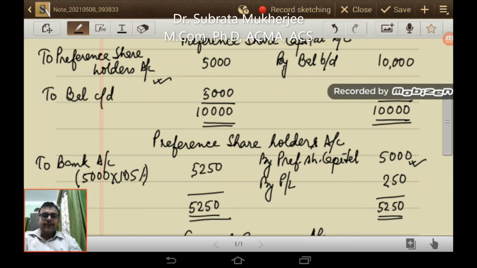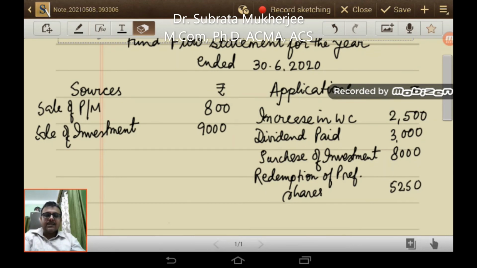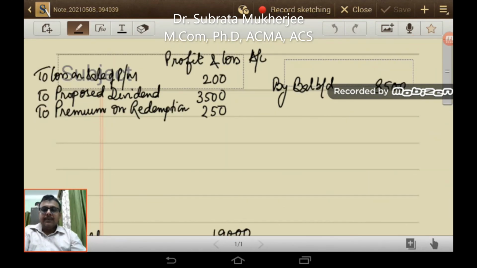And the balancing figure in the preference share holder account represents the premium on redemption and that will be transferred from profit and loss account for rupees 250. So this 250 I will place in the profit and loss account. So on application side I have written redemption of preference shares 5,250 and in PL account I have written to premium on redemption rupees 250.